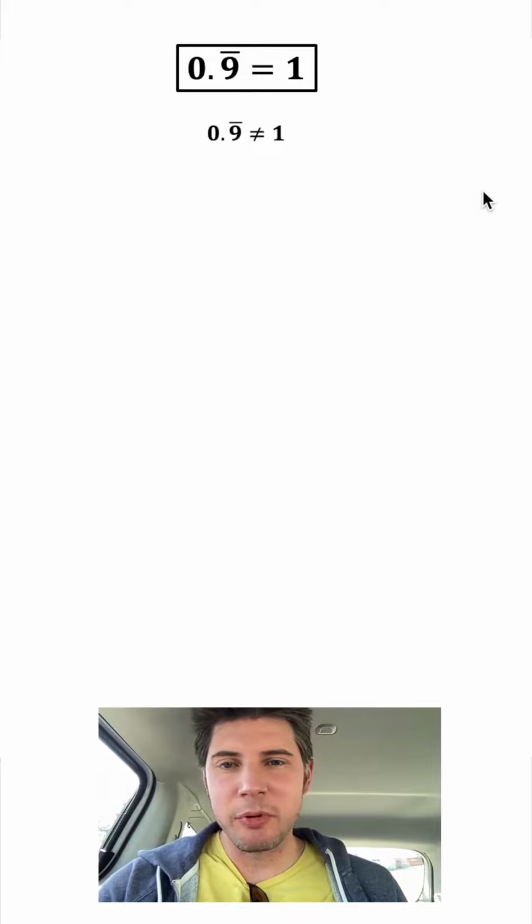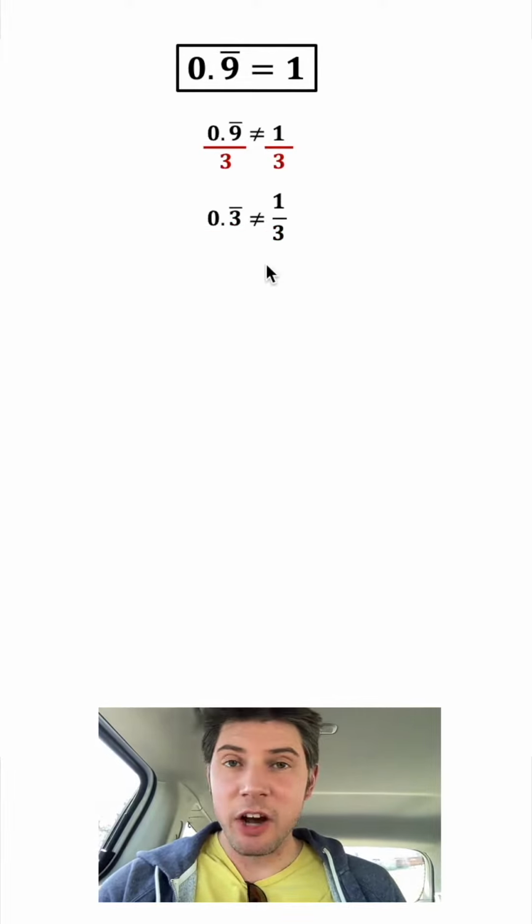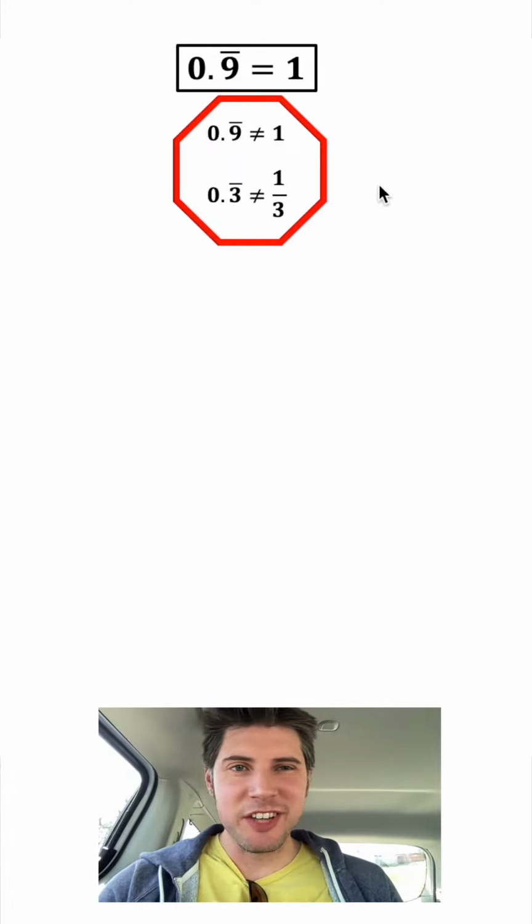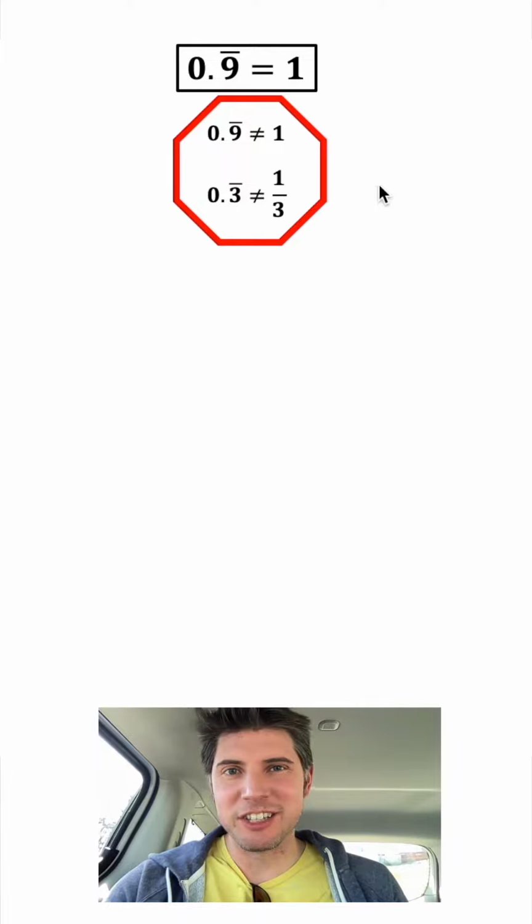Some people think that 0.9 repeating does not equal 1, and then if we divide both sides by 3, that means they also believe that 0.3 repeating does not equal 1/3. And I'll put a red stop sign around that. We're going to assume that they're right and explore this for a minute.